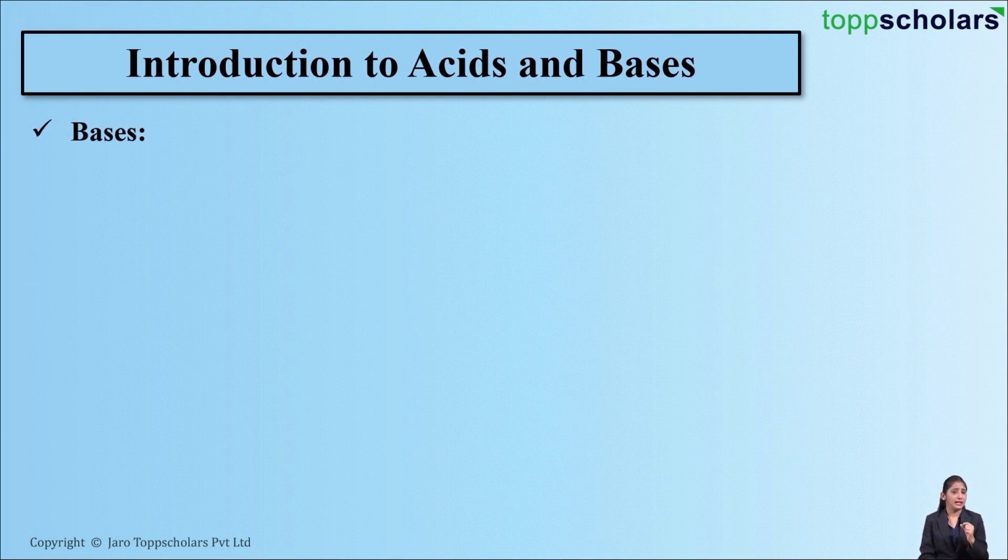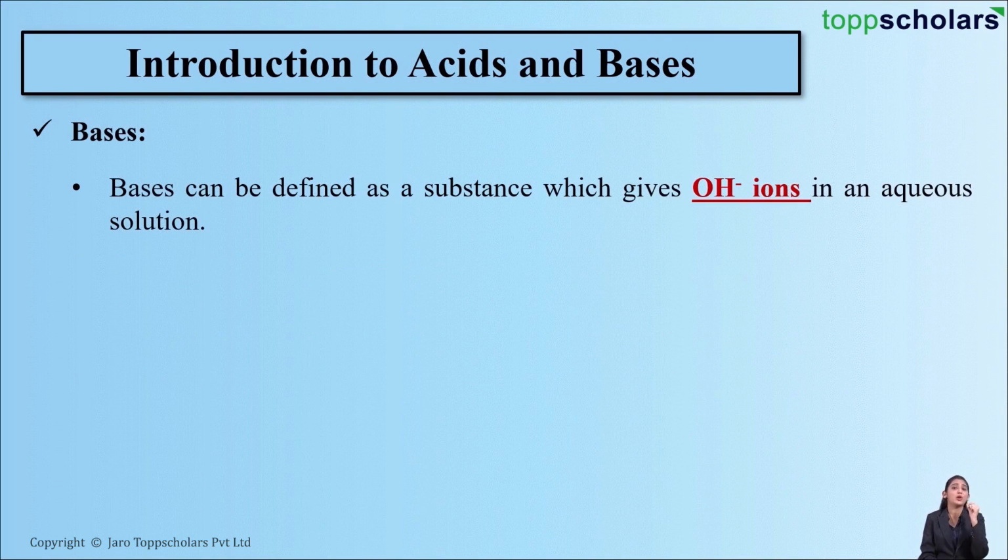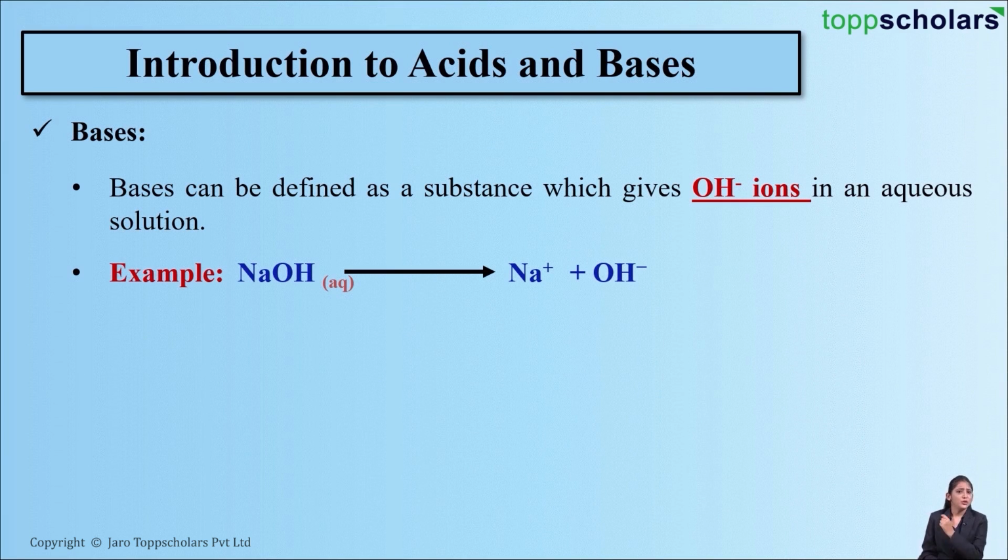But what are bases? Bases are substances which on dissolving in water dissociate to give you OH minus ions. So bases are substances which give OH minus ions in an aqueous solution. Let's take an example to understand this. Here I have NaOH, that is sodium hydroxide. Sodium hydroxide on dissolving in water dissociates to give you OH minus ion. As we said, substances which give OH minus ion in aqueous solution are called bases. So sodium hydroxide is a base as it gives OH minus ion in aqueous solution.